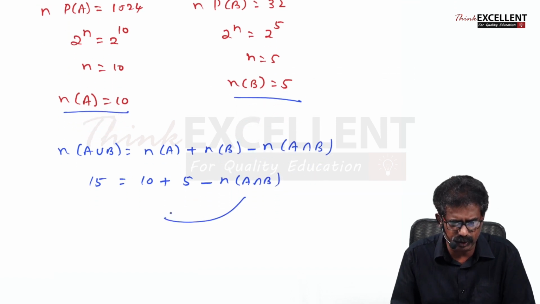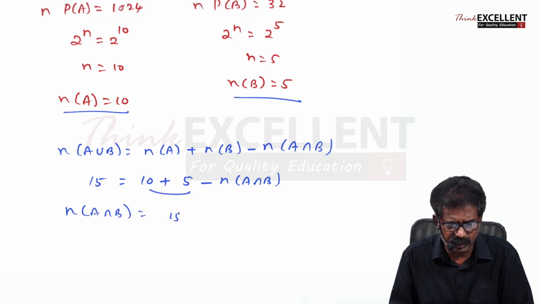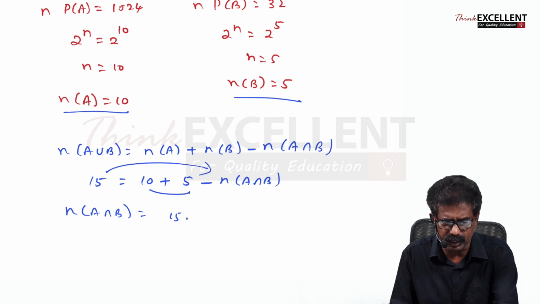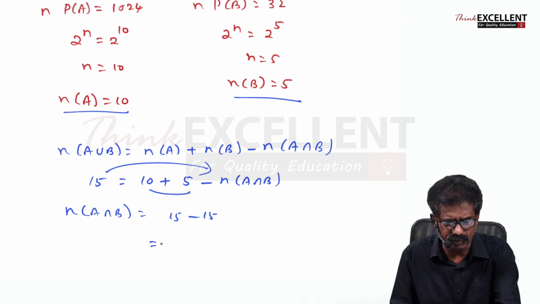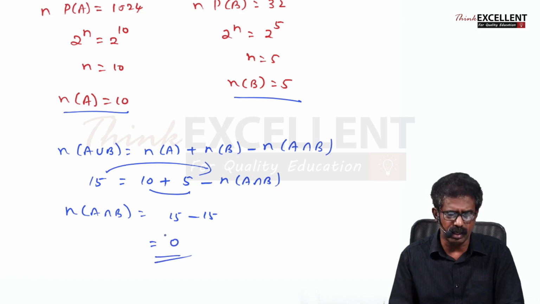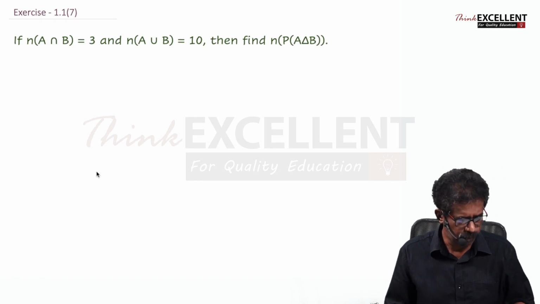So bring that negative term this side. So you'll get n of A intersection B is equal to 10 plus 5, 15. Take this 15 that side, it becomes minus 15. So you are getting 15 minus 15. The answer is 0. So n of A intersection B is equal to 0. Simple sum. Now we go for the seventh sum.